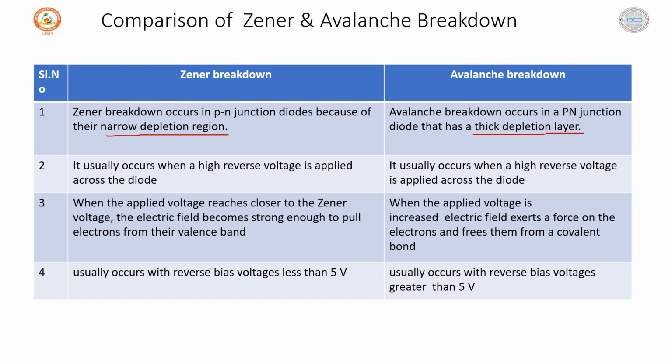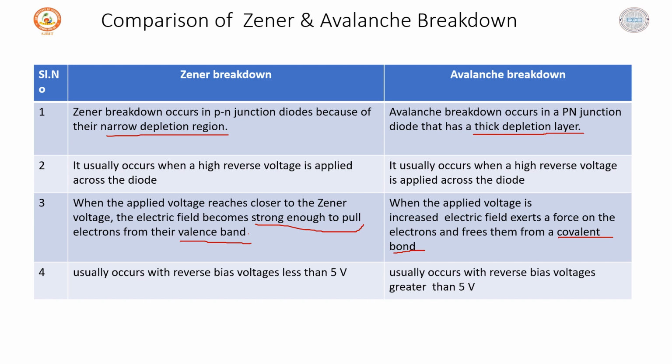But whenever the voltage applied to a zener diode reaches the point of zener voltage, the electric field becomes strong enough to pull electrons from the valence band. But in an avalanche diode, whenever the applied voltage increases, the electric field exerts a force on the electrons and frees them to form a covalent bond. So in zener breakdown, it creates the valence band, whereas in an avalanche breakdown, it forms a covalent bond.